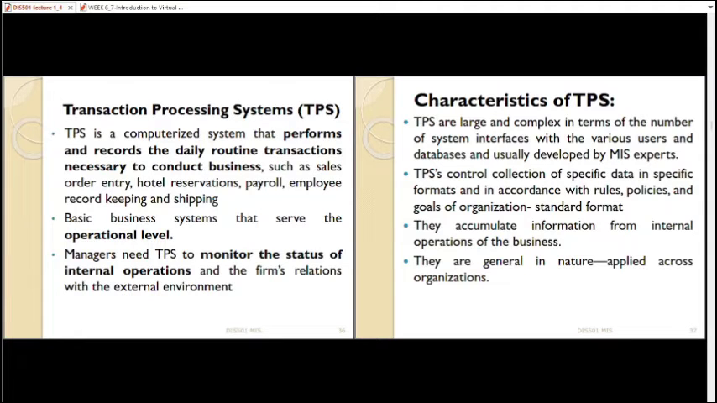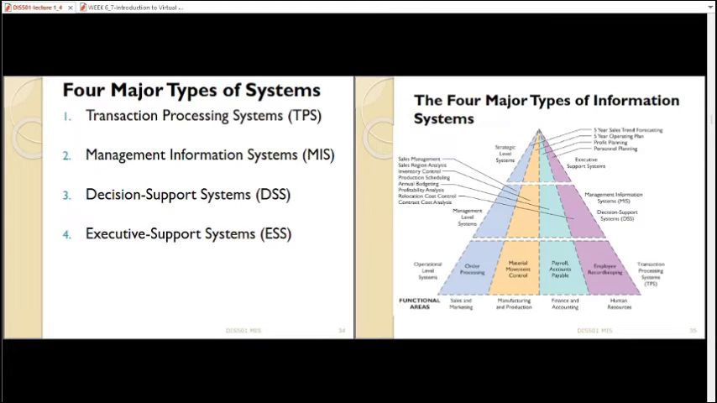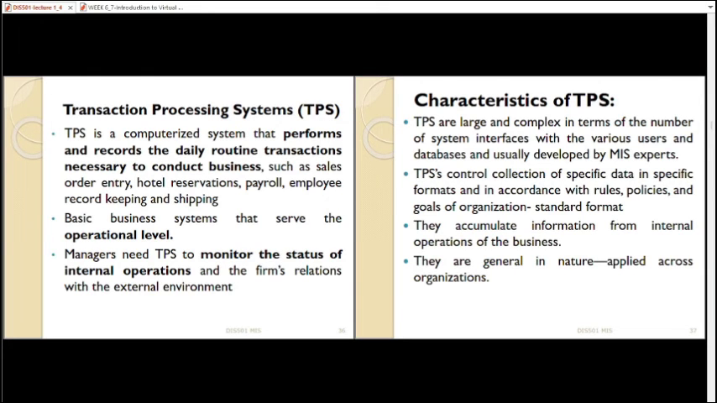Now, if you want to understand more about the characteristics of the transaction processing system, and remember, transaction processing systems are at the bottom of that figure showing the organization. The tasks are of a routine nature, as I had said, and therefore TPS are large and complex in terms of the number of system interfaces, because they are providing information to other levels.